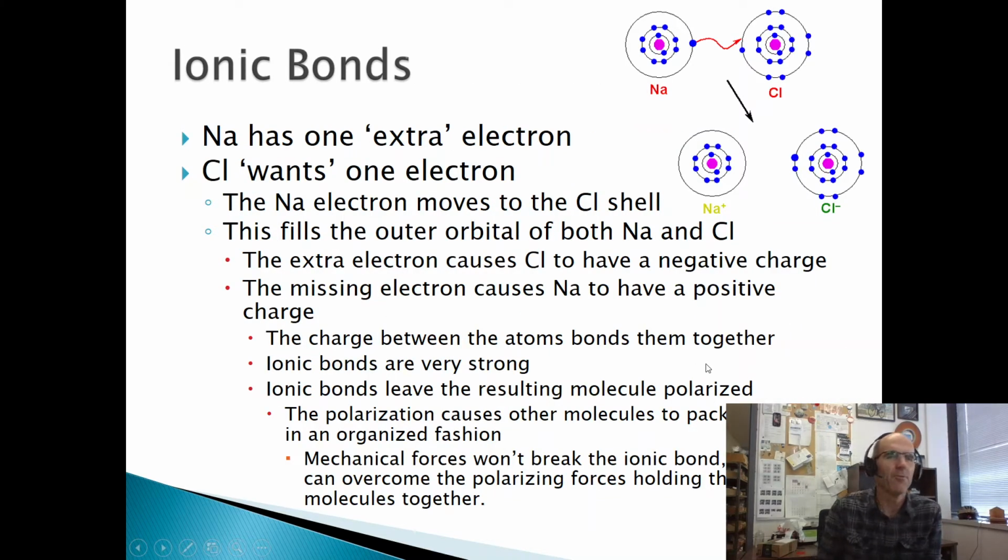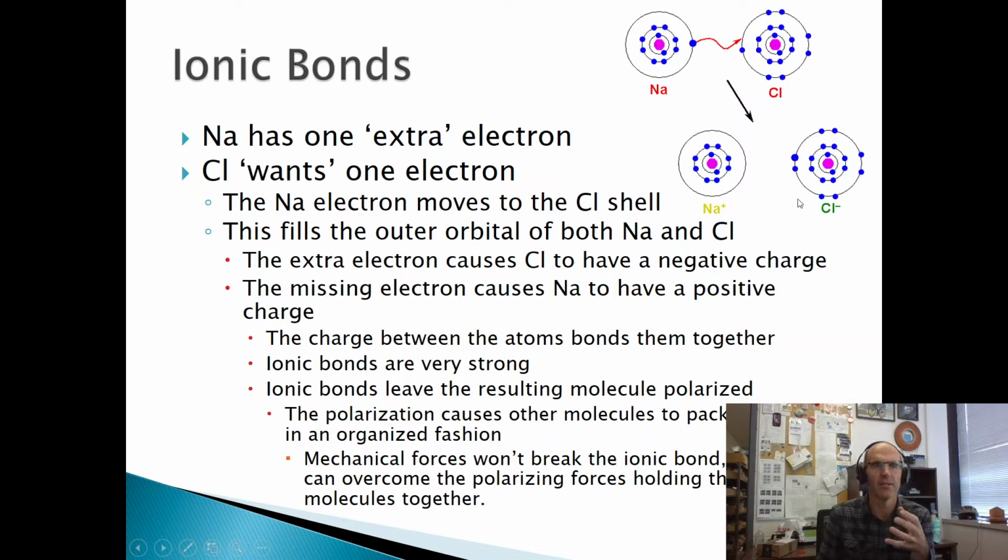Okay, so this type of bond is something that we call an ionic bond because what we get as a result is a sodium ion and a chlorine ion. And in the case of sodium joining with chlorine, the sodium gives up an electron. Electrons have a negative charge. So the resulting thing is here we have more protons than we have electrons.